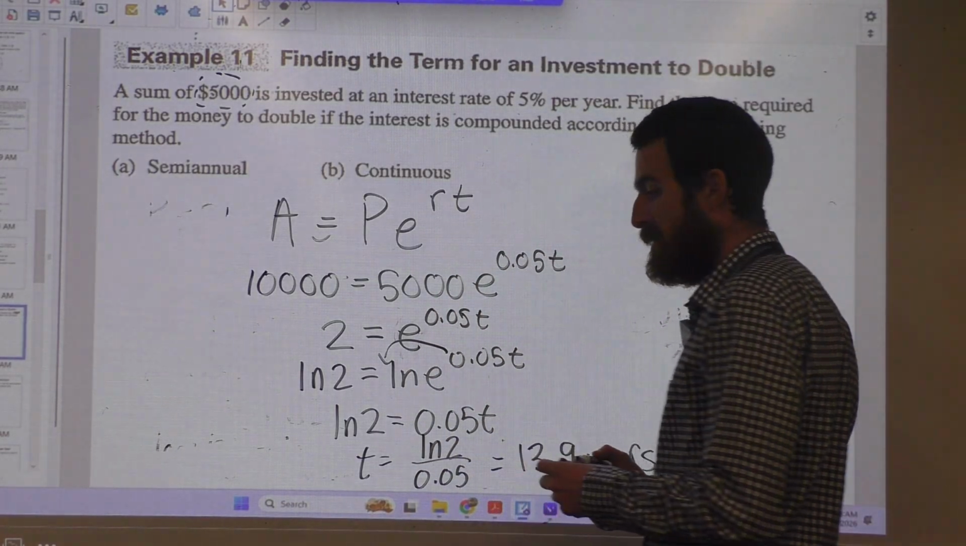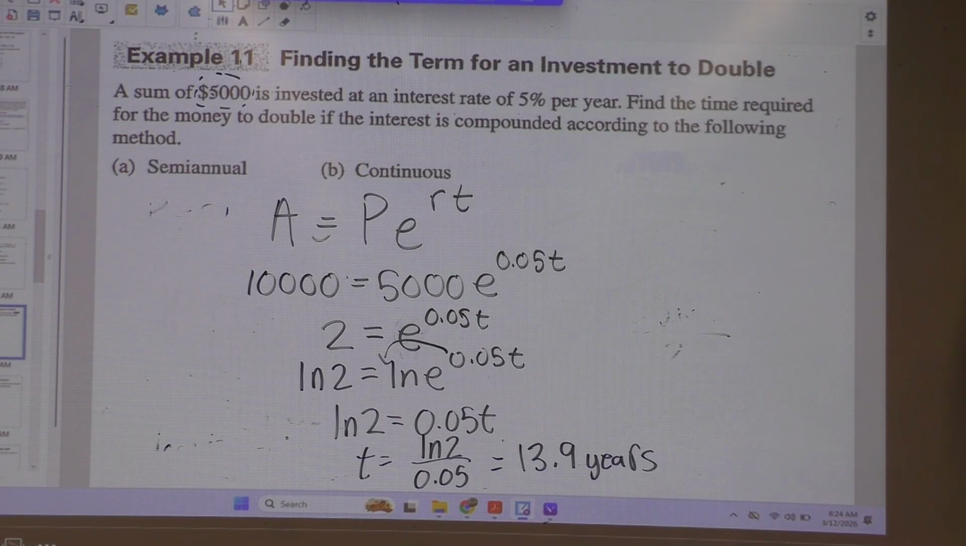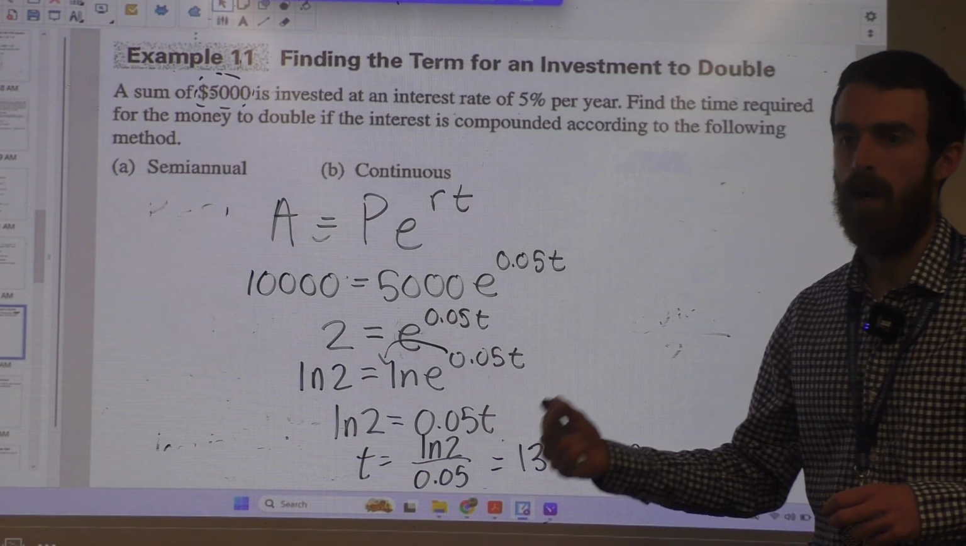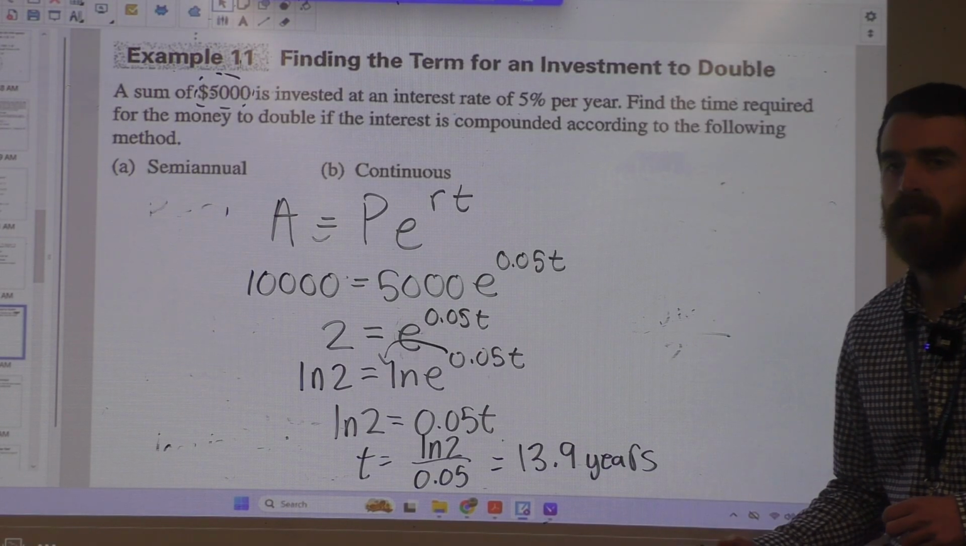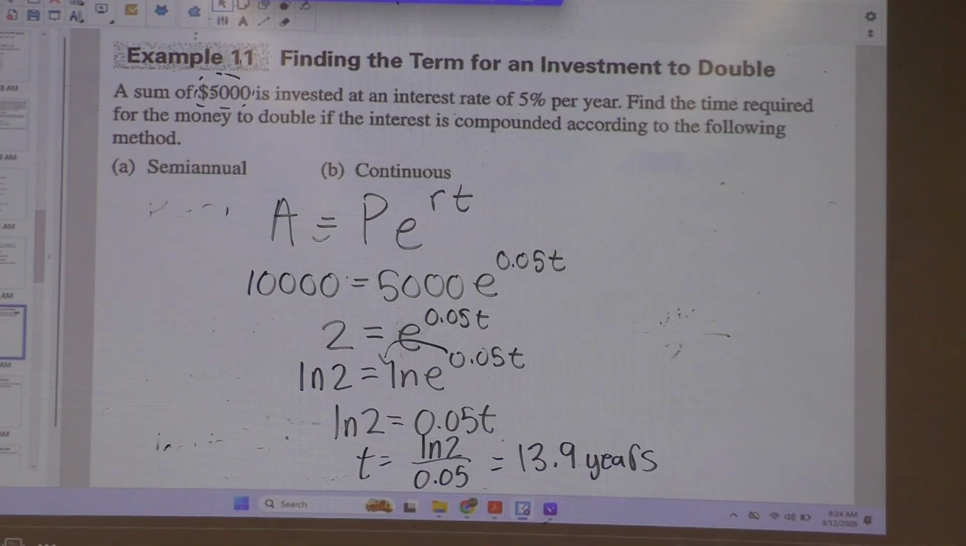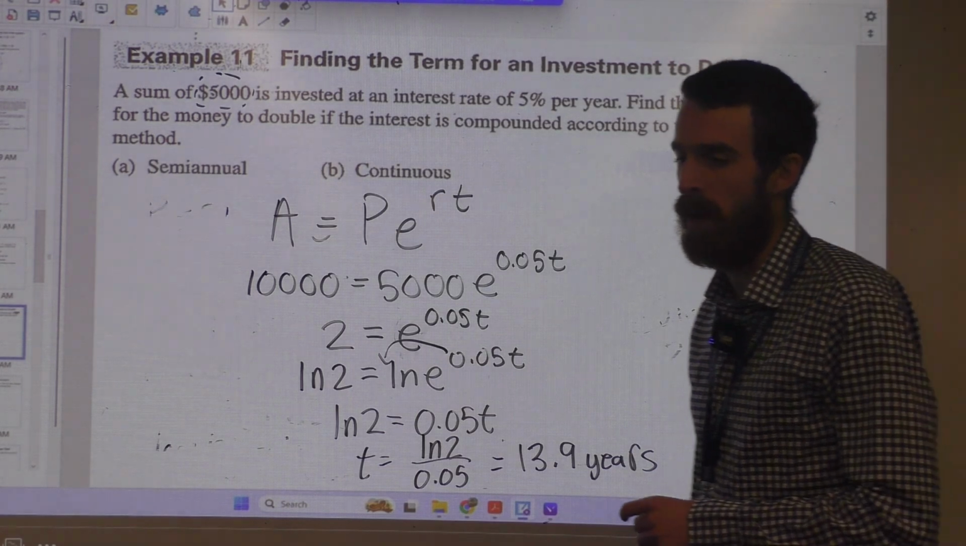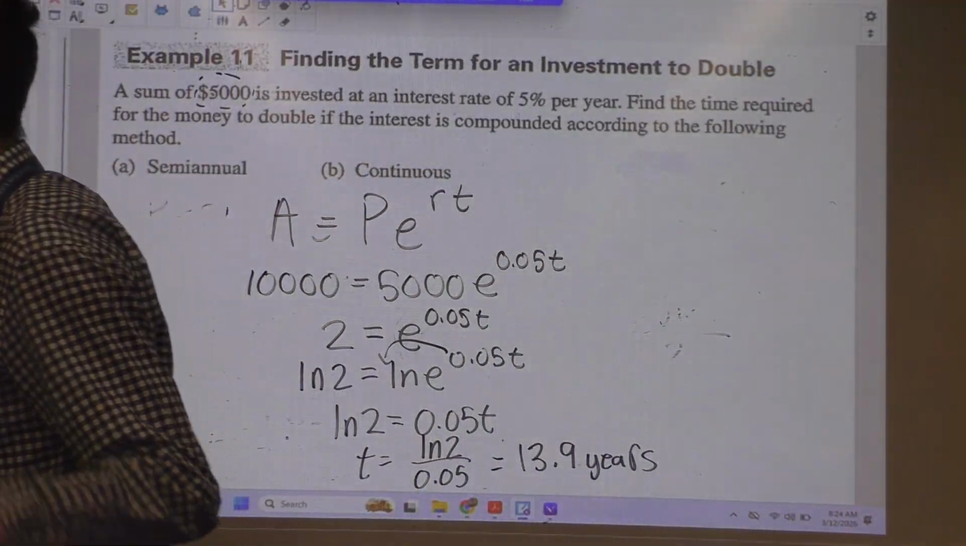And that just conceptually goes back to the idea of, although you are compounding more often, you are compounding less money when you do that earlier in the year. So it does not gain you as much as you might think. It is diminishing returns, and we see that we only get slightly less time to double than it was at a semi-annual rate.